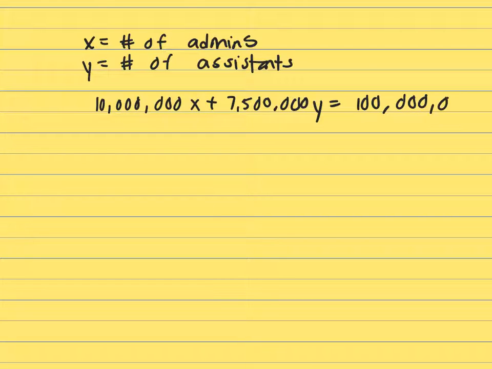Alright, so first thing let's do, and what are we trying to find? Select from each drop-down menu the option that creates the most accurate statement based on the information. So I'm trying to figure out how many admins and how many assistants.